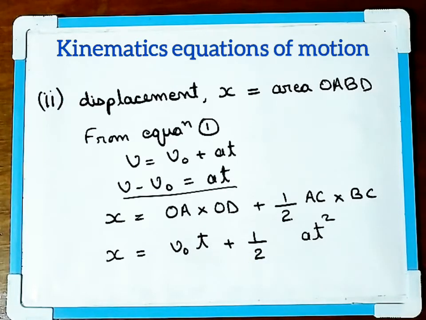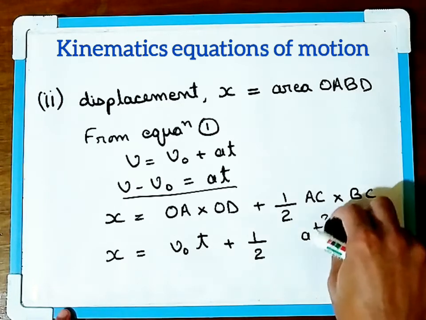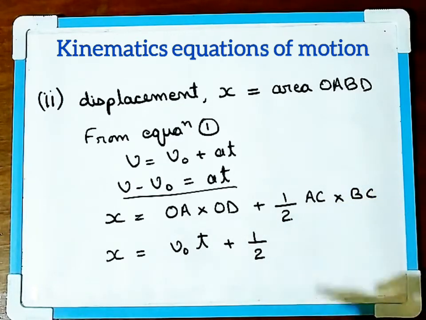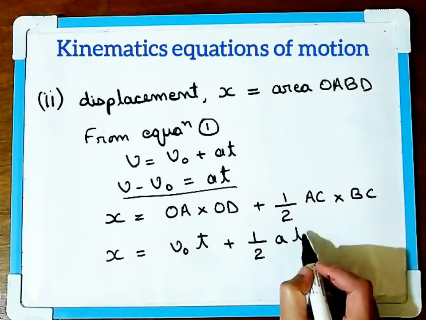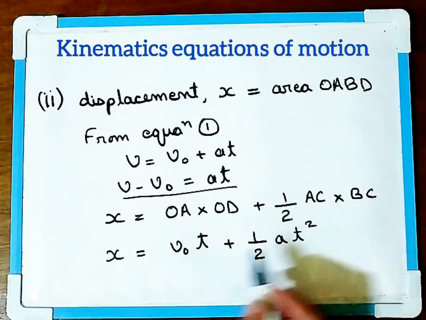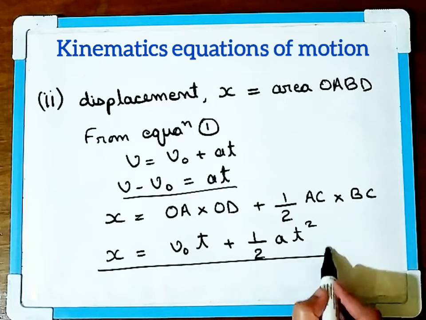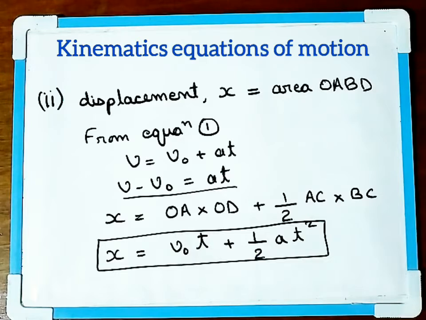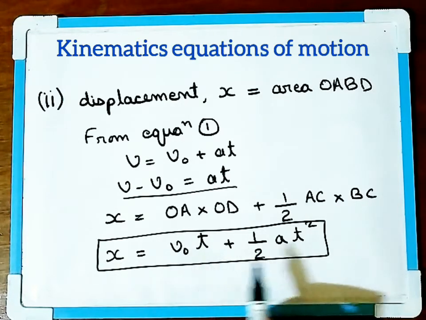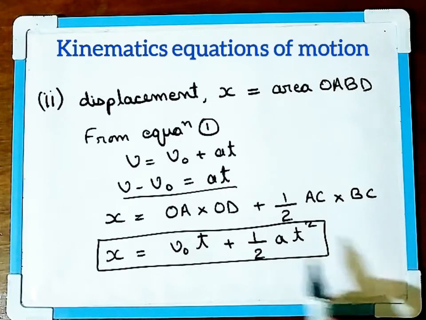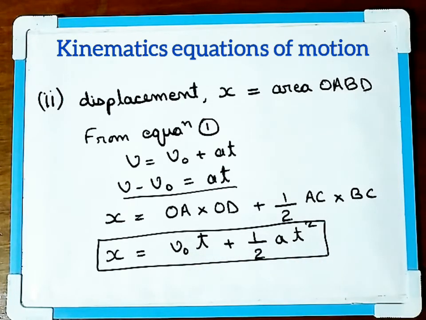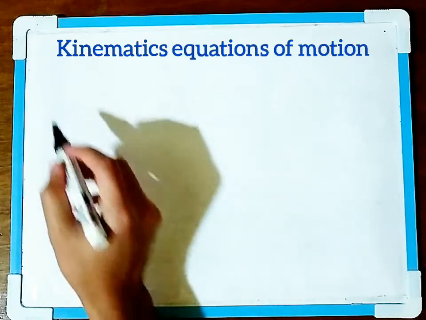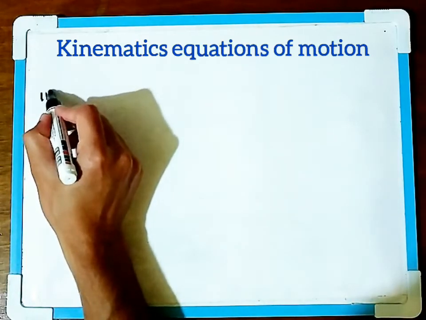So this is the second equation of motion, x equal to v0 t plus half a t square. It gives us the relation between displacement, the initial velocity and acceleration, with respect to the time. Then the third equation of motion.